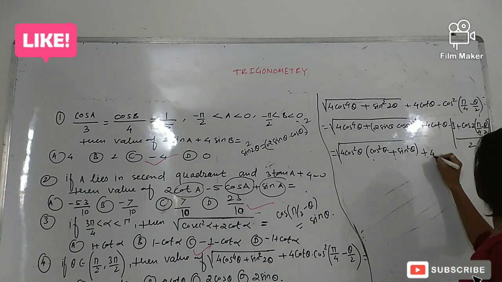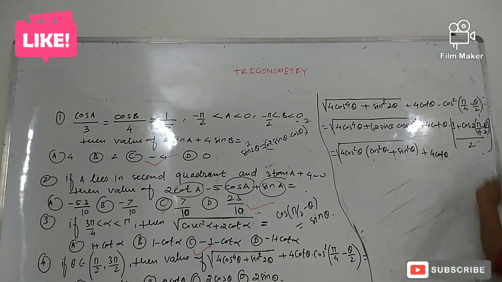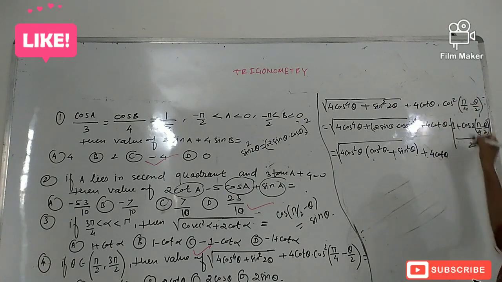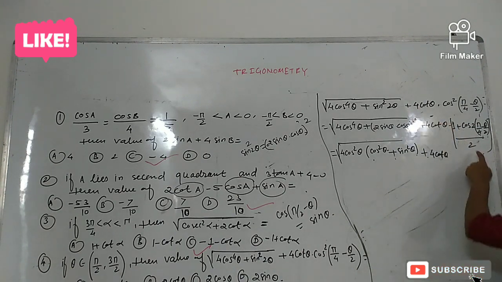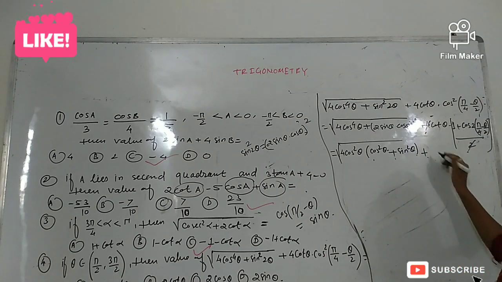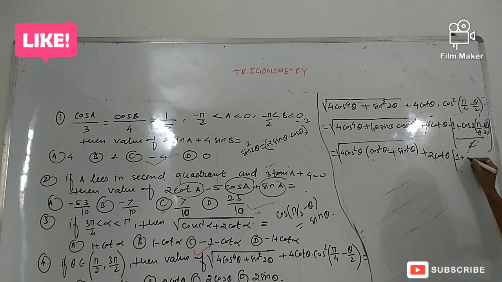And plus 4 cot theta. Actually, this cot and cos square are multiplied, so this 2 comes in the denominator, and we can cancel this 2 with the 4. So 4 and 2 get cancelled, and this value becomes 2 cot theta. And in the bracket, 1 plus cos of pi by 4 minus theta by 2, multiplied by the 2. After multiplying by 2, the 2 and 4 get cancelled, giving pi by 2, and 2 and 2 get cancelled, so minus theta.